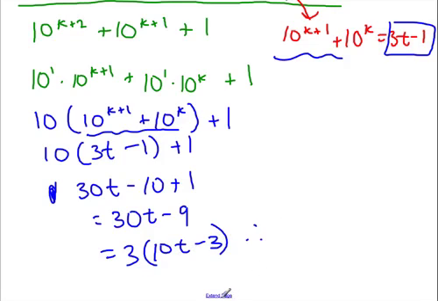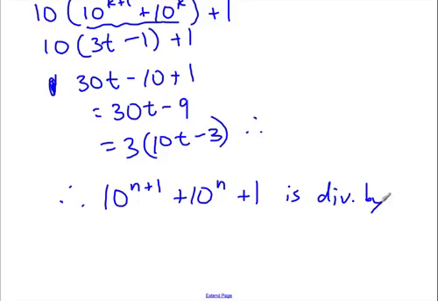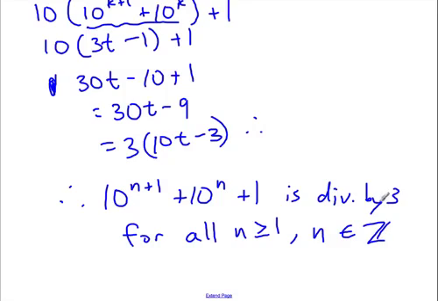So therefore, let's just write it here, therefore 10 to the power of n plus 1 plus 10 to the power of n plus 1 is divisible by 3 for all n greater than or equal to 1, where n is an integer.